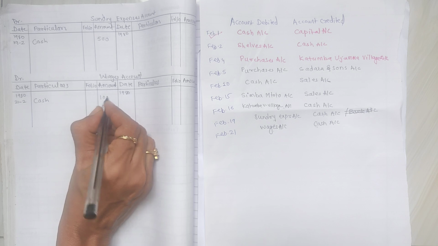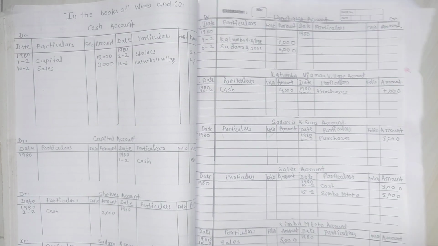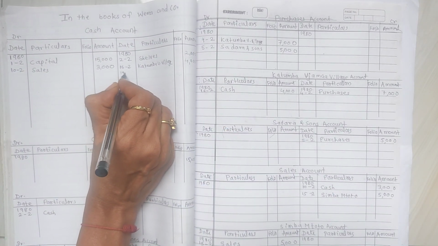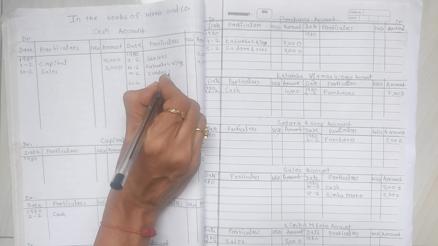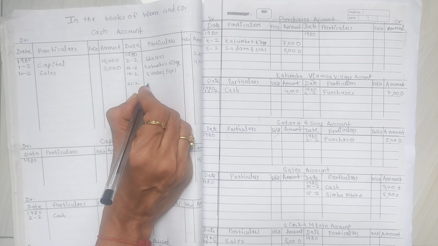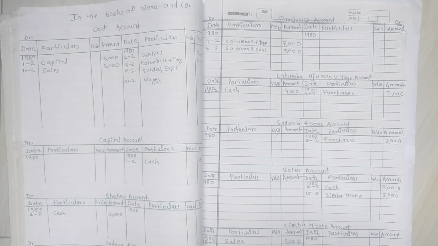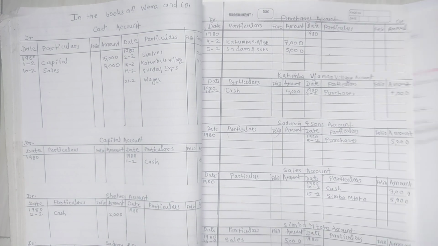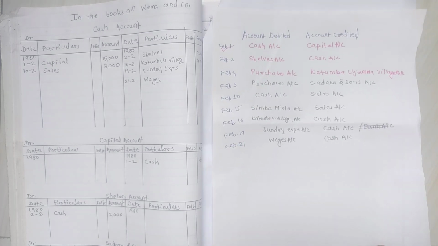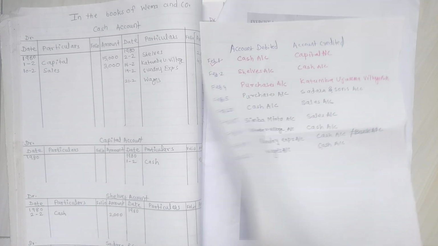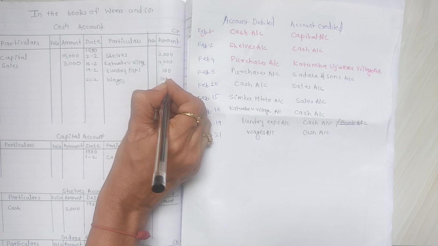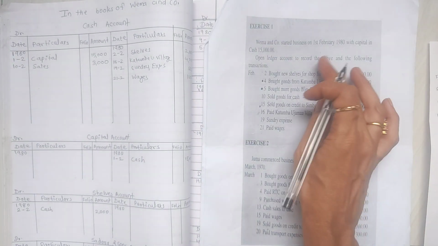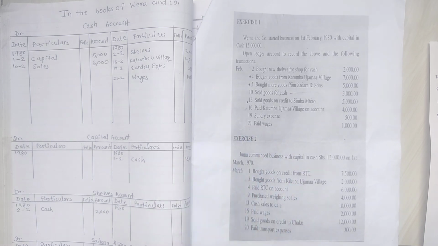So 500 and 1000, and the second effect will be in the cash account, on 19th Feb and 21st Feb, writing the name of that nominal account, that is sundry expenses and wages. Both are nominal accounts, so we debit the expenses. Applying that rule, 500 and 1000. See students, in this way we pass the effect of all the transactions.